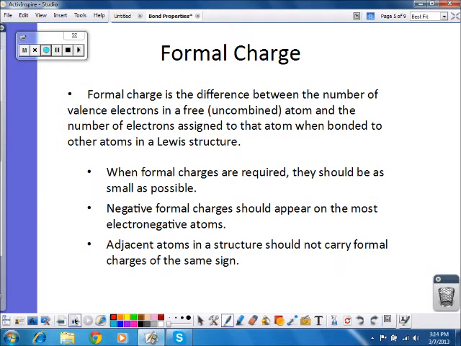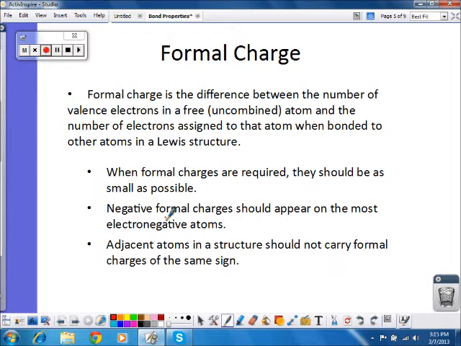So if you have two structures and one of them has large formal charges and one has small formal charges, you would go with the one with small formal charges. Negative formal charges appear on the more electronegative atoms. So if you come up with a structure where a negative charge is on the less electronegative atom, that one is less likely to occur. And the third thing we look at is that adjacent atoms should not carry a formal charge of the same sign. Opposites attract, likes repel. So we don't want two of the same charge next to each other, two positives or two negatives.